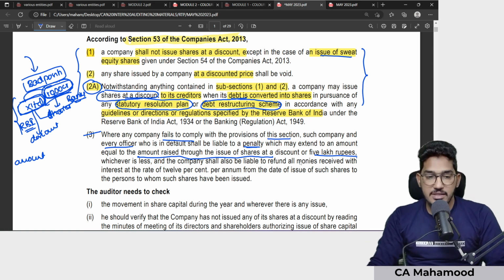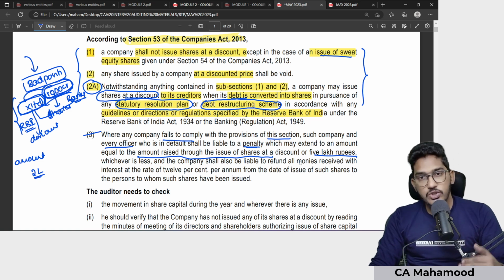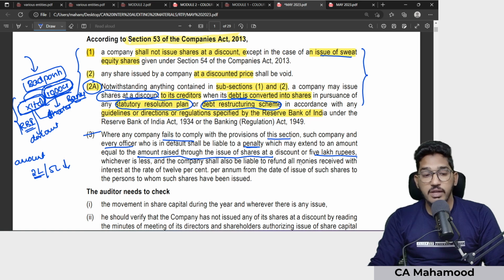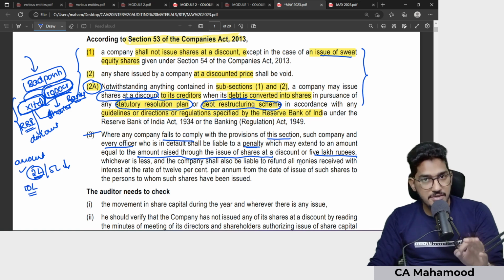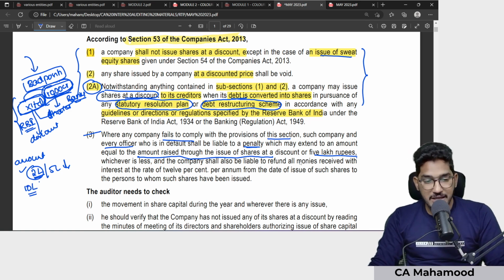Assume the company has raised the money of some 2 lakh rupees by issuing shares at a discount. So the company should pay a penalty of either 2 lakh rupees or 5 lakh rupees, whichever is lower. Which one will be lower? 2 lakhs will be lower. Or assume a company has raised 10 lakh rupees of money by issuing shares at a discount. Now the penalty will be 10 lakh rupees or 5 lakh rupees, whichever is lower, 5 lakh rupees.